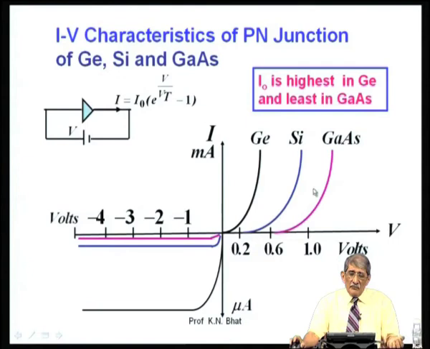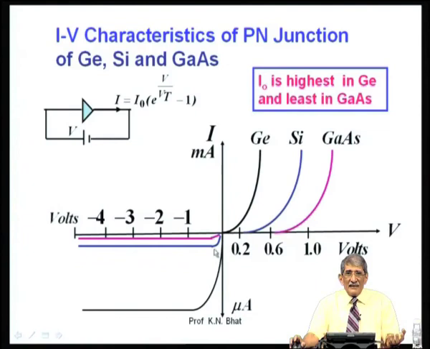Germanium also has better electron mobility, but then why did they leave germanium? They left germanium because of large reverse saturation current. You cannot operate those junction type devices at temperatures in excess of about 80 degrees centigrade, because the leakage reverse current becomes very large. The reverse current I naught becomes large, and both sides become almost like an ohmic contact. It will not behave like a diode. That is why they left it.